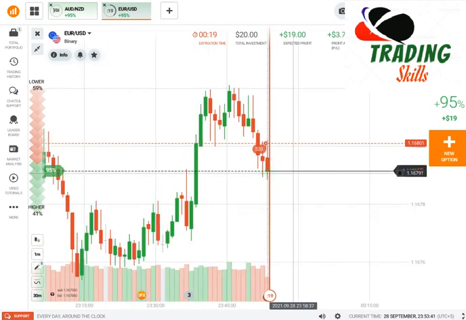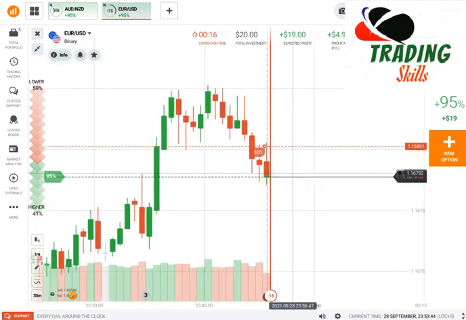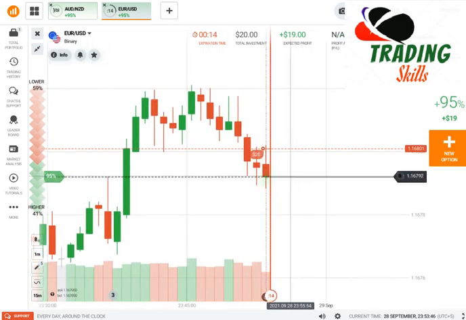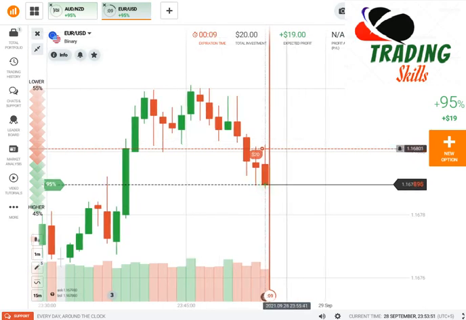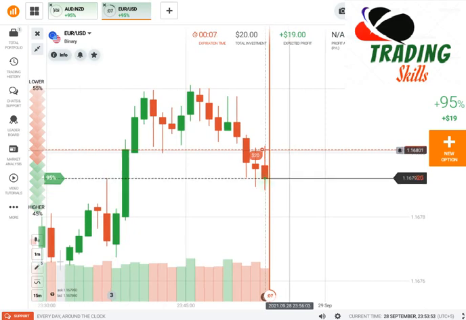Okay, it is a short trade, so there is no doubt to worry about this candlestick, and it will close below my entry point for sure. So let's see what happens here.